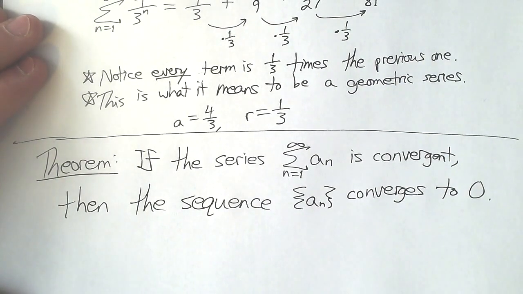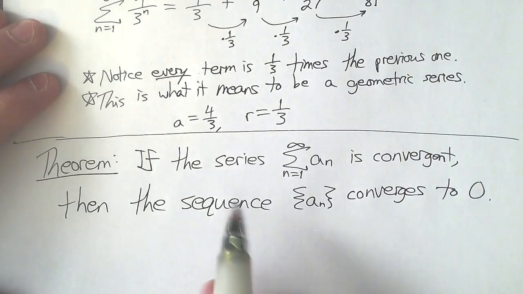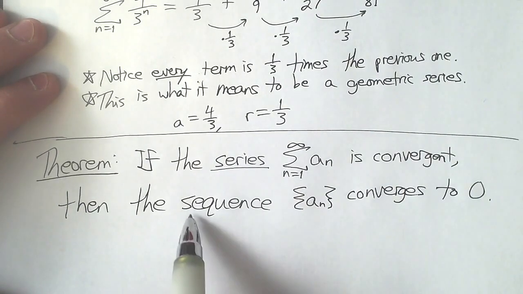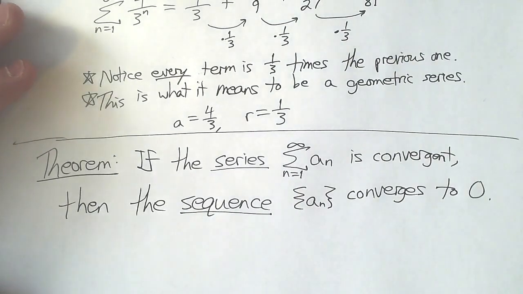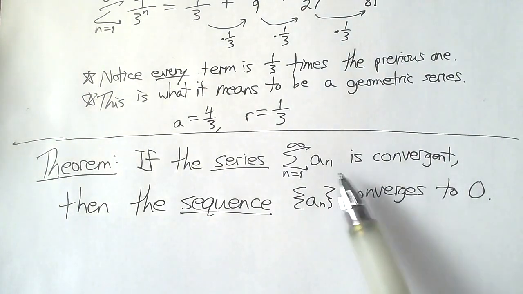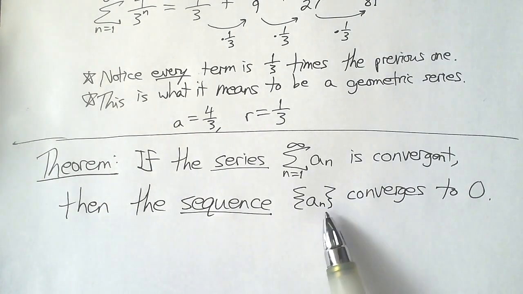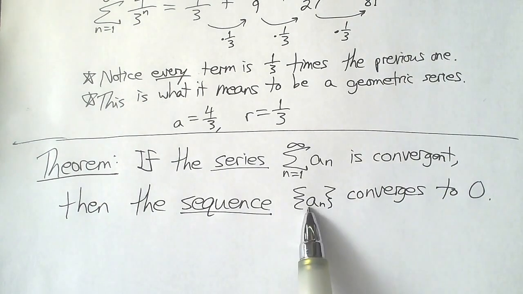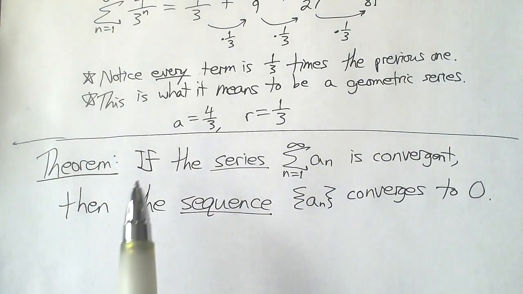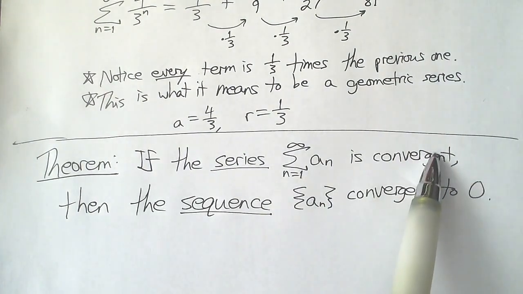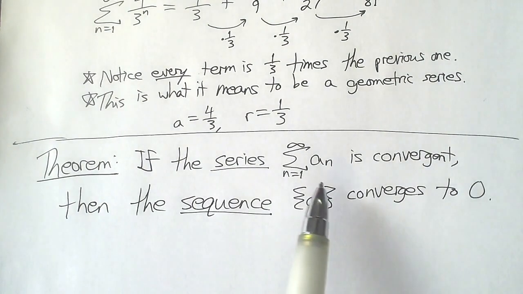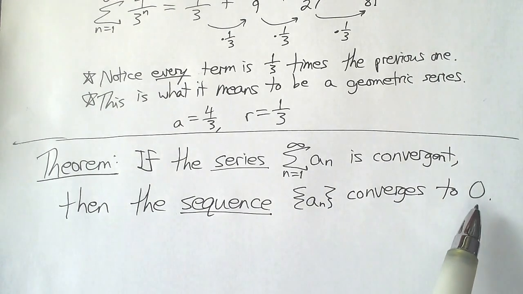And I want to underline two things here. I want to emphasize that we're talking about a series and a sequence, right? And they're not the same thing. So the series where you add up all the ANs, and the sequence is where all the ANs have commas in between them, and you look at the limit. Well, this is saying that for any series that converges, the sequence of its terms must converge to 0. I'll give you an example.